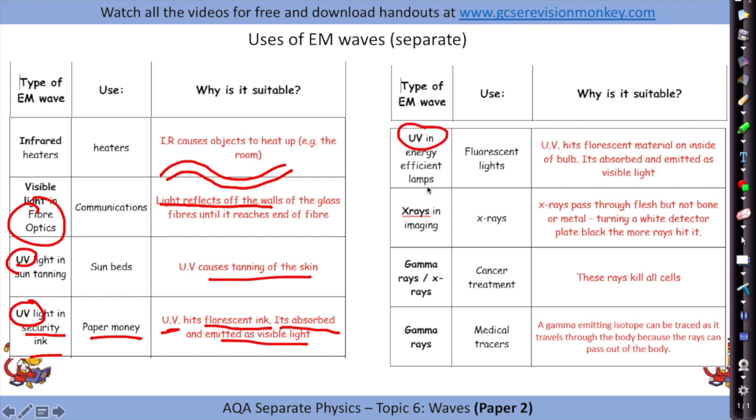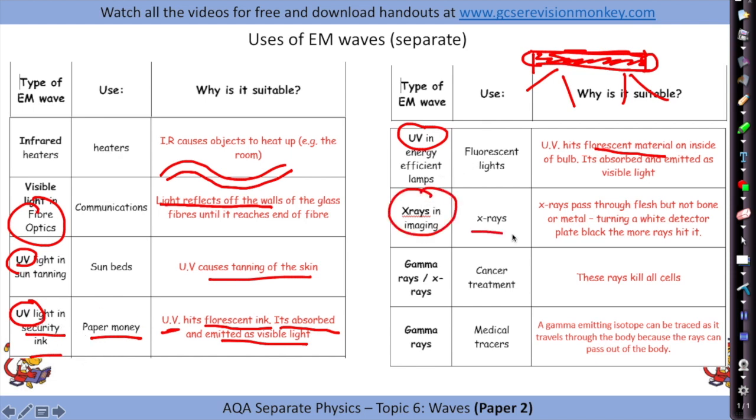UV in energy efficient lamps, so ultraviolet will hit the fluorescent material on the inside. This is where we've got a long strip light, maybe in your kitchen or in the classrooms that you're taught in. So it hits the fluorescent material on the inside of the tube there, and that will be absorbed and emitted as light again, similar to the security ink.